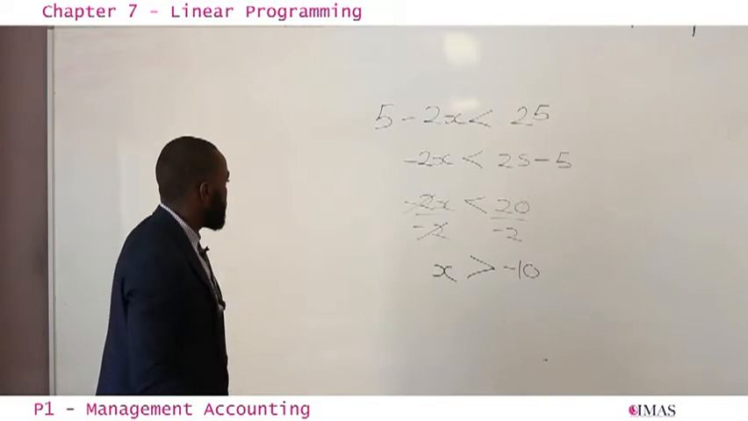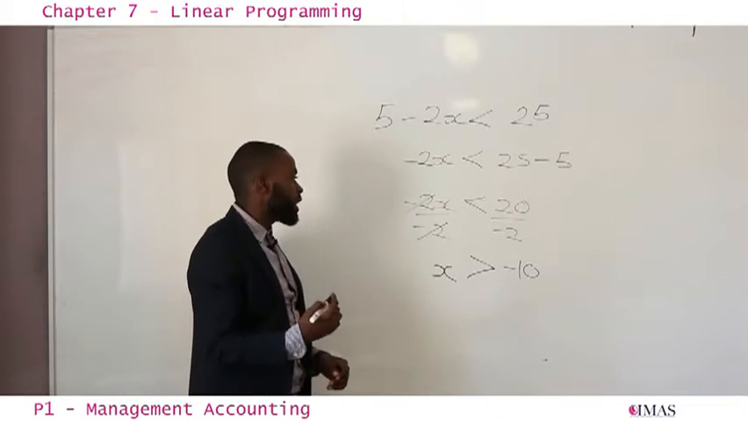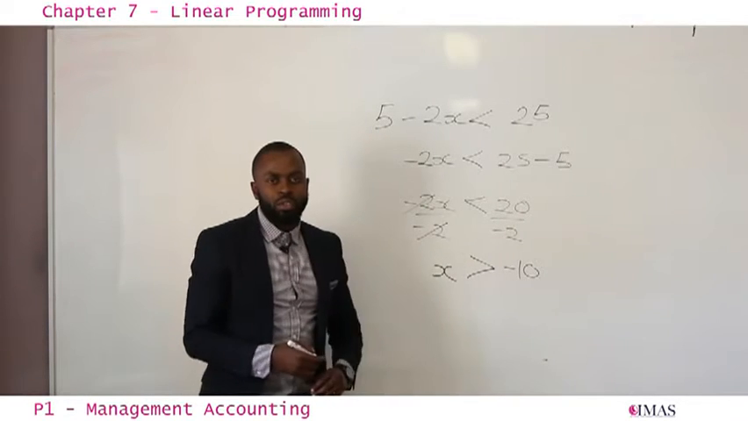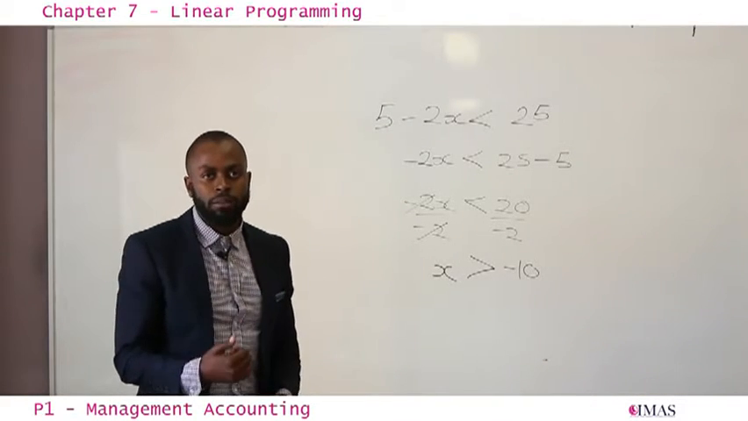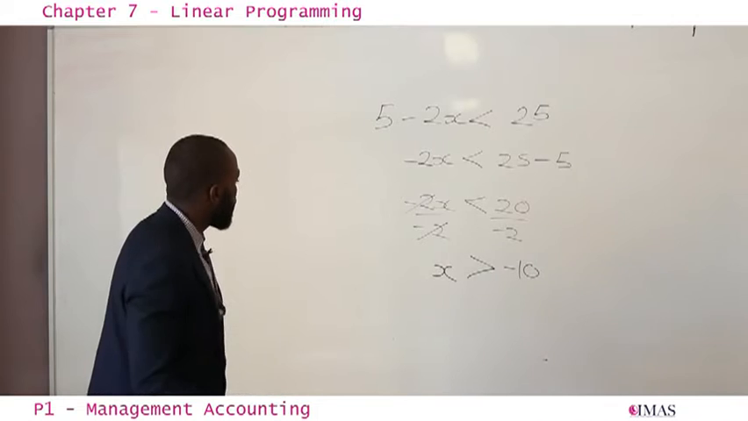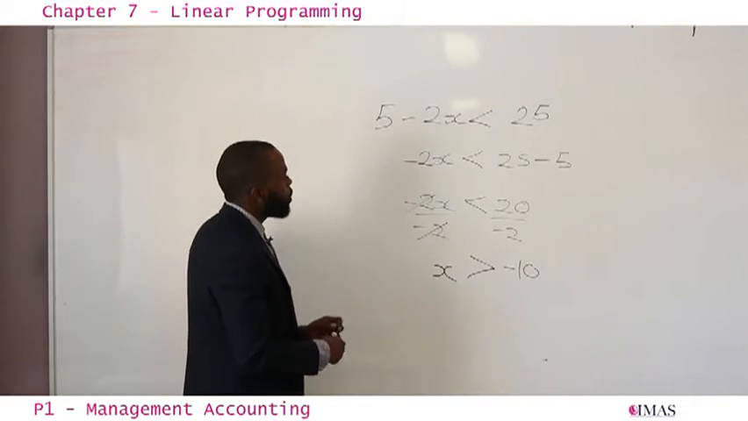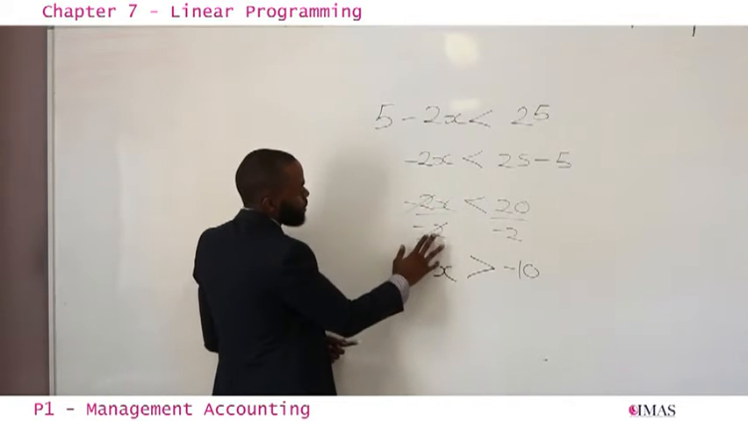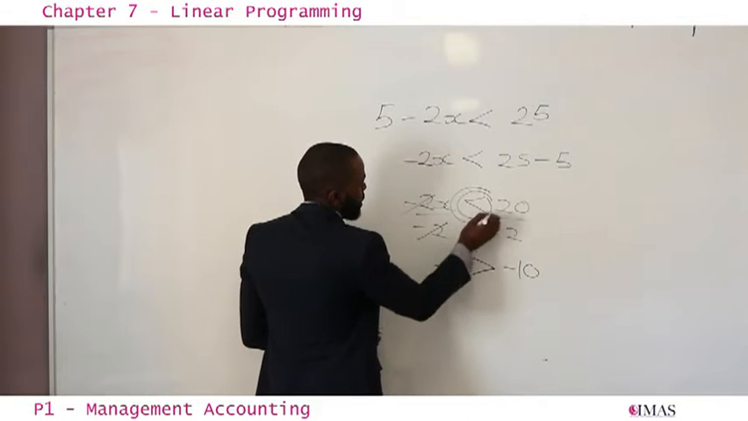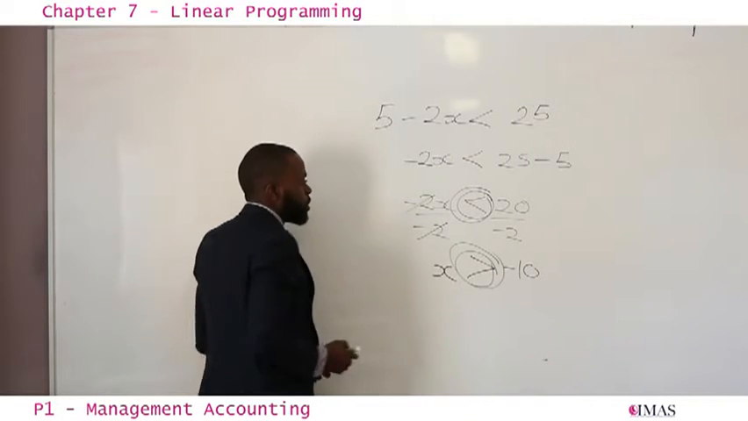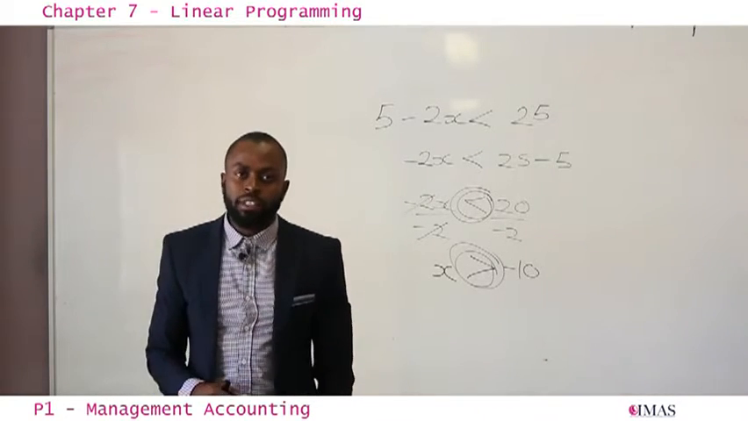On an inequality, whenever you divide or multiply with a negative number, the inequality sign has to change. If it was less than, it becomes greater than. If it was greater than, it becomes less than. So I'll repeat the concept. We solve an inequality the same way we solve an equation. The only change comes when we divide by a negative number: the sign has to change, from less than to greater than. That's how we solve inequalities. So that's it on our basic maths.